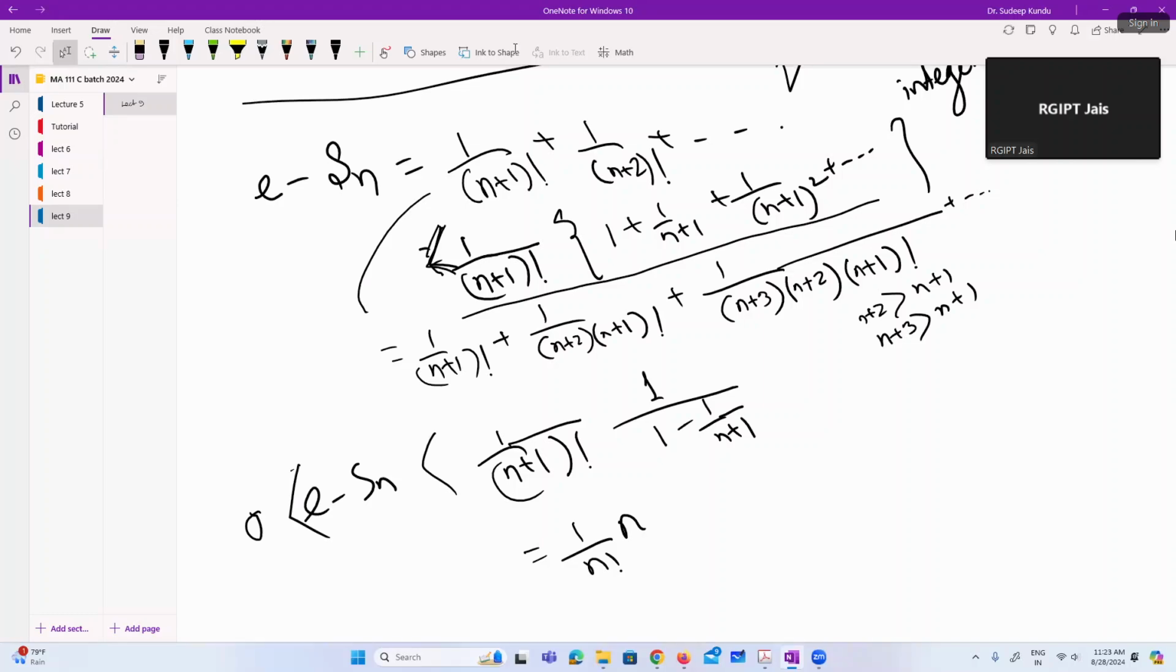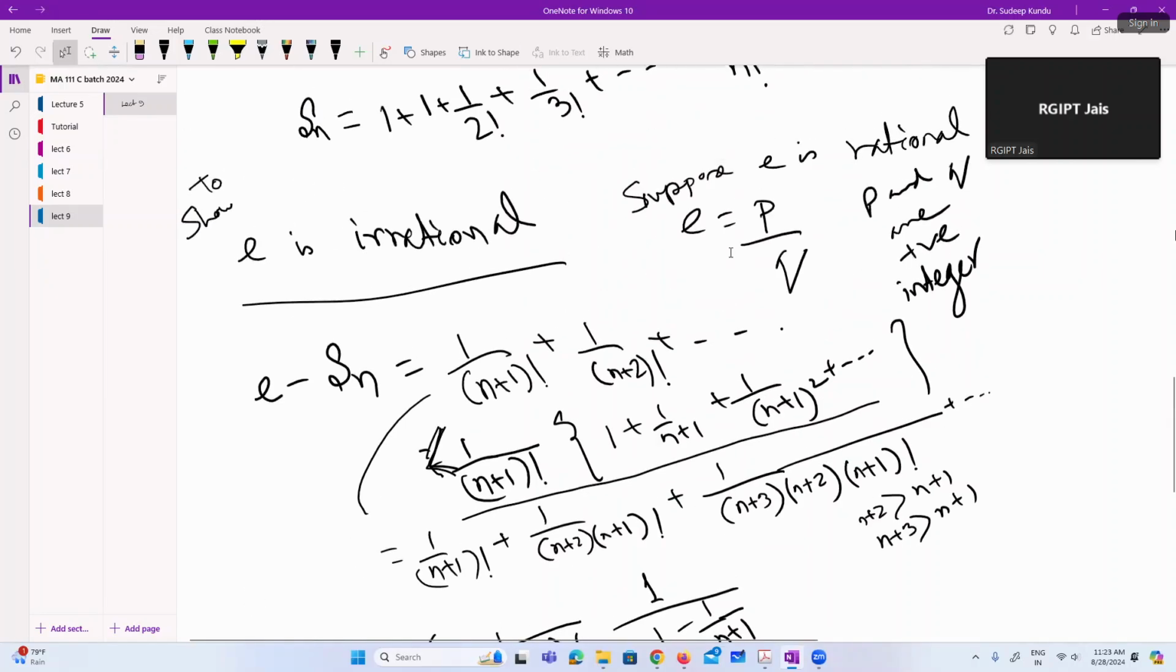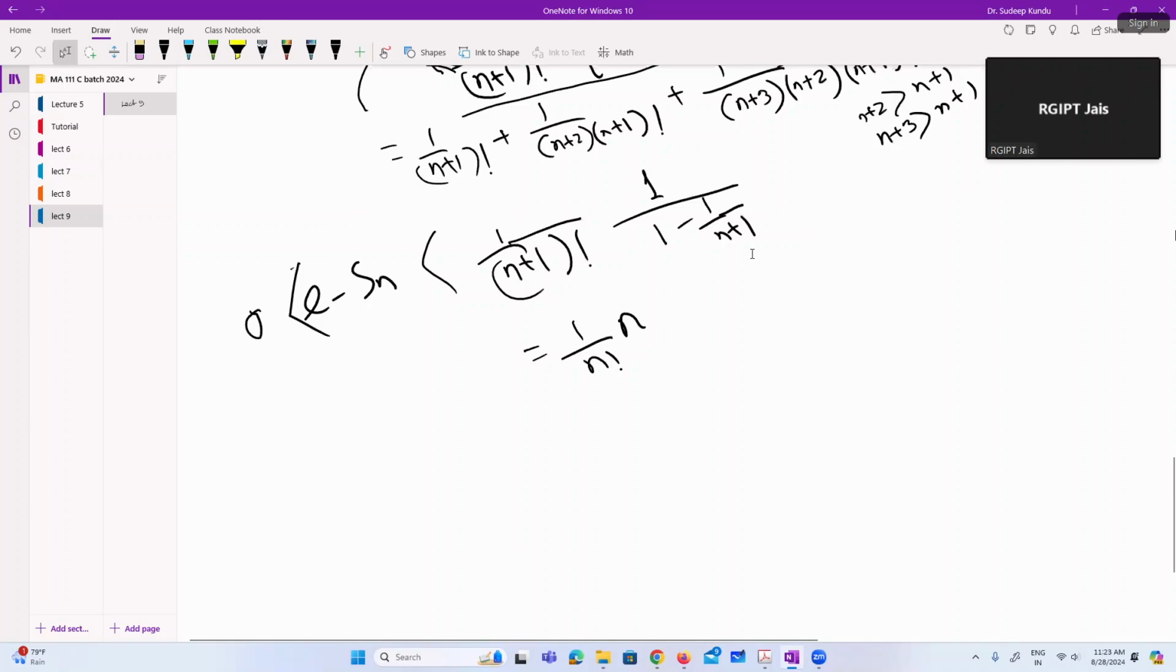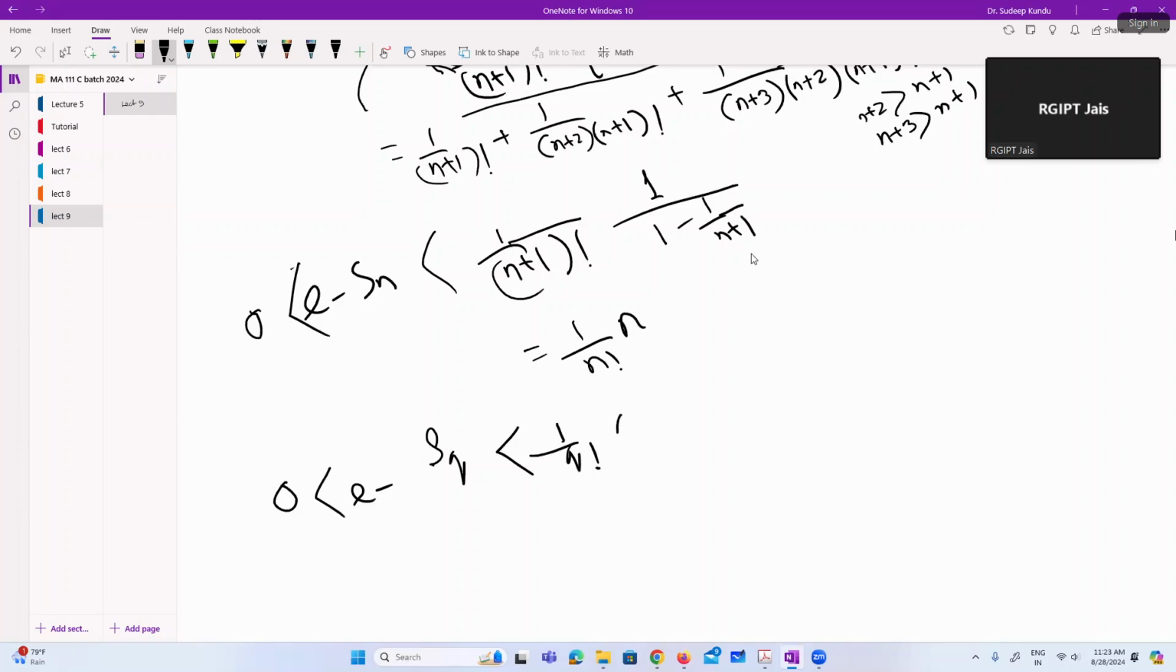Yes, sir. So you have assumed that suppose e is rational, so e is p by q. Okay. So that means what we'll get? If you use this property, you will get 0 less than e minus s_q less than 1 by q factorial q. If you use this property, you will get this. Is it clear till now?